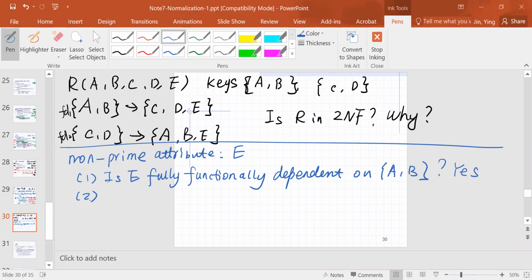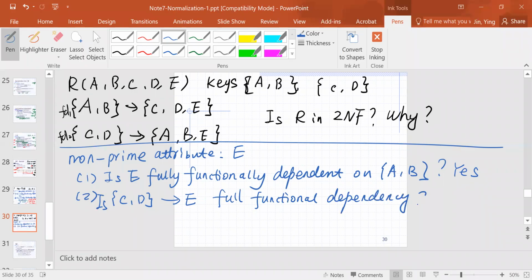Okay, and the second one, let me write it the other way. I want to see from CD to E, right? E is non-prime, this is a key. Is this one a full functional dependency? Right, so I want to see if this is full or not, and the answer is yes. Because from what we have here, you don't see anything that can tell you to remove D or remove C to produce E. So that's why this is also yes.